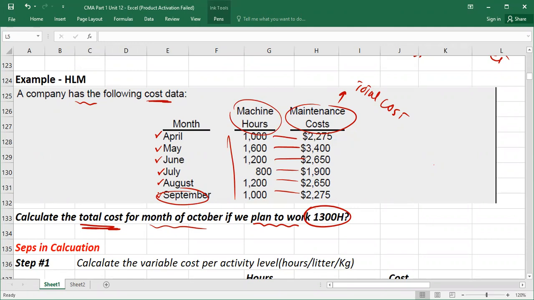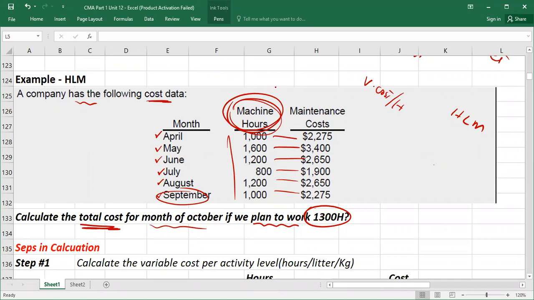So step number one, guys, what we will do, we will apply the high-low method. And step number one will be what? We will calculate here the variable cost per hour. Why? Because the data is given in hours. If data is given in units, we will calculate variable cost per unit.